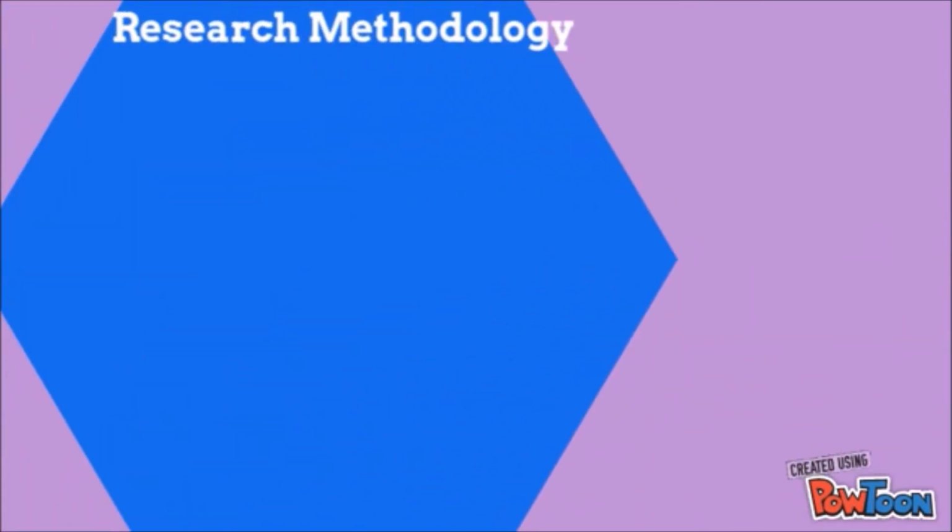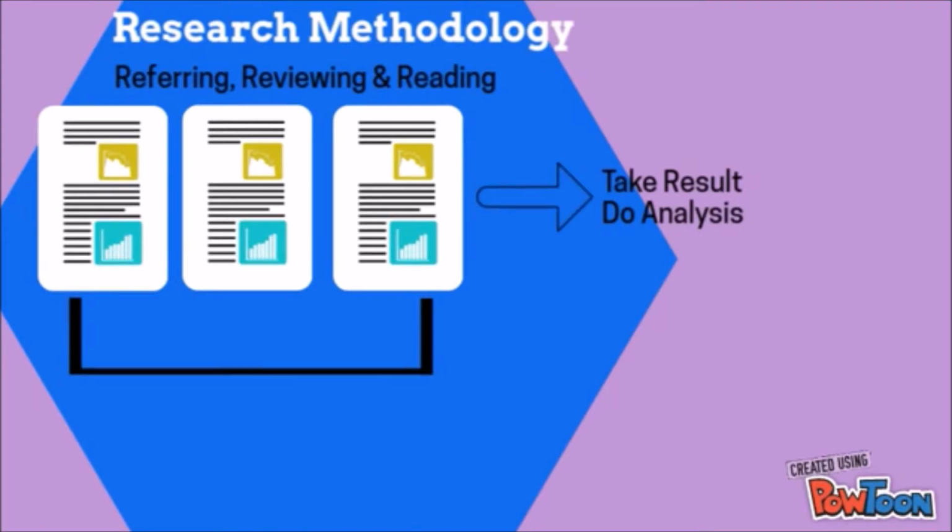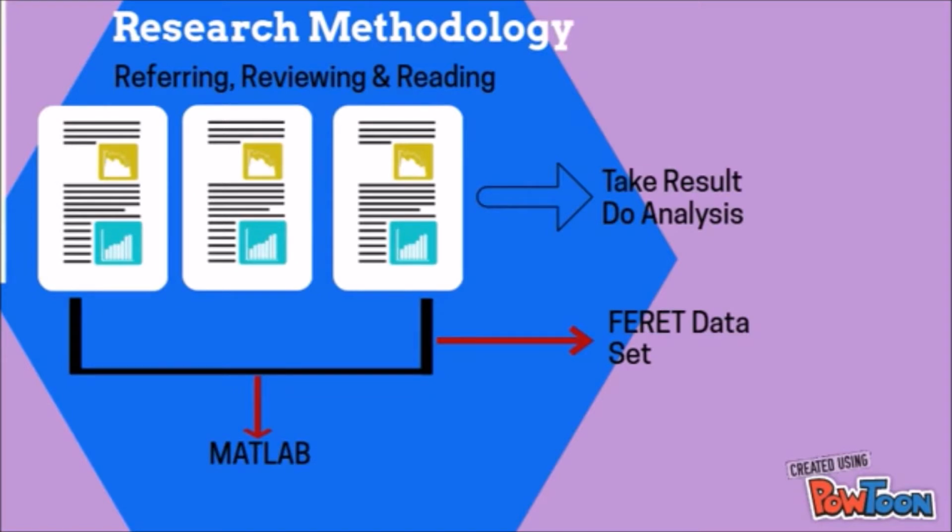We continue with the research methodology part. We reviewed and read a lot of research papers and took 3 papers' results to do analysis. The 3 paper researchers carried out experiments using the same dataset, which is the FERET dataset. Those researchers used MATLAB to carry out the algorithms and image processing experiments. Same dataset and software are important to get fair and standardized results for analysis.